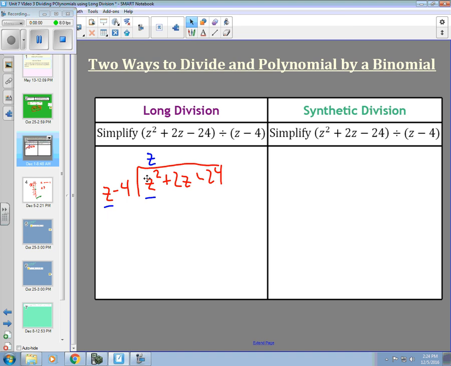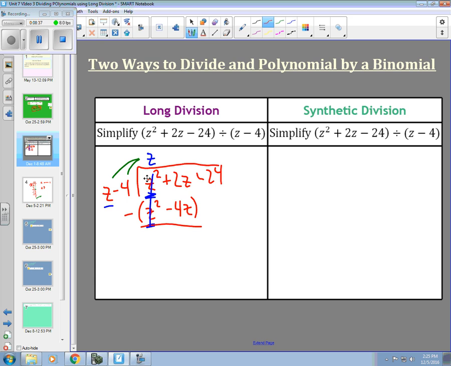Okay, so then the next thing, you'd take that and multiply it back to both of these things. If you take z times z, you get z squared. If you take z times negative 4, you get negative 4z. Now, the next thing was to subtract. What do we get if we subtract this? Well, this z squared minus this z squared is going to equal 0. There's not going to be anything left over. They would, in essence, cancel out, equal 0.